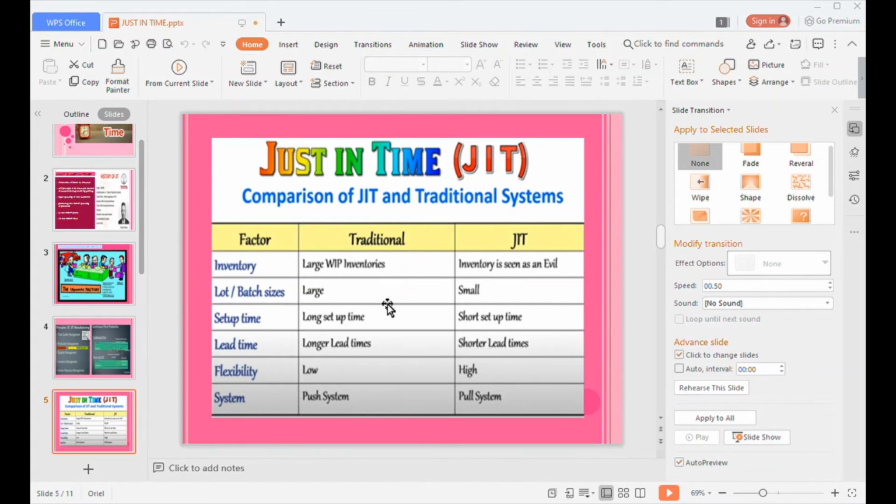Okay, traditional, they are using the push system. So when we say push system, the products are made for inventory. JIT, they are using the pull system, that is made to order.